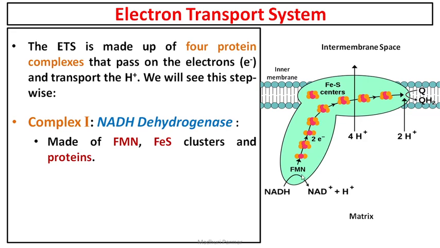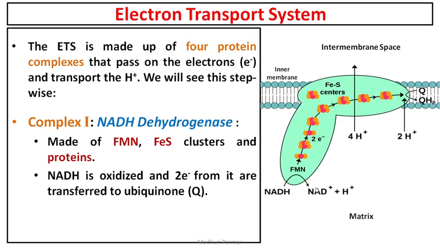It has one molecule of FMN, flavin mononucleotide. What is the function of this FMN? It is a coenzyme, or rather it is a prosthetic group. Prosthetic group meaning it is always found attached to the enzyme. So you have FMN, flavin mononucleotide, you have iron sulfur clusters or iron sulfur proteins, and then along with that you have other protein subunits.